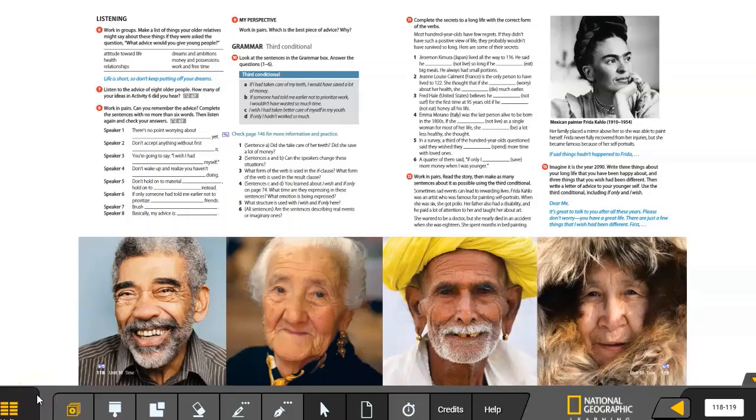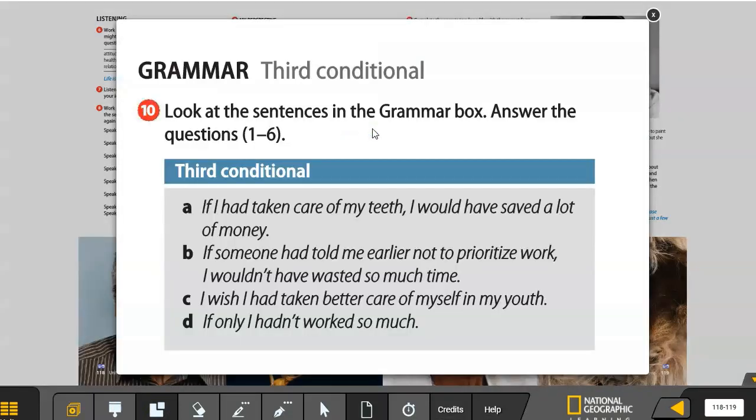Okay, guys, so grammar. Today we're going to review the third conditional, guys. Okay, so let me zoom it for you guys. This one, okay, and then we have some examples. Okay, I'm going to read for you. It says, look at the sentences in the grammar box. Answer the questions 1 to 6. Okay, and then we have third conditional.